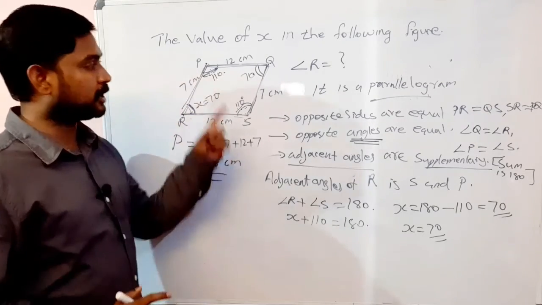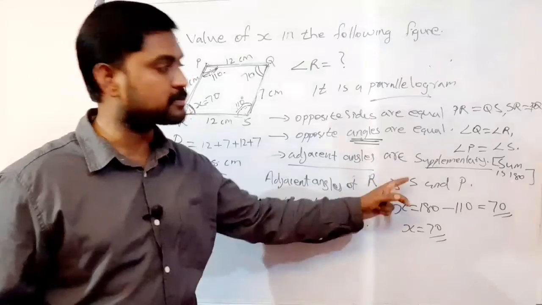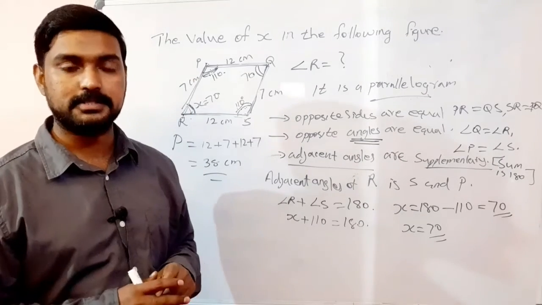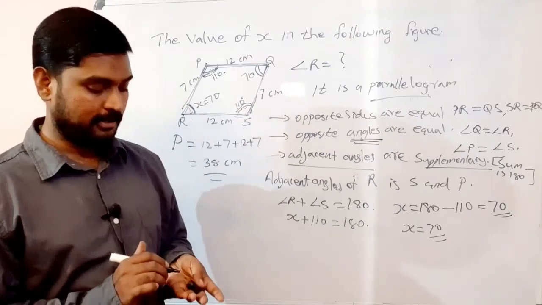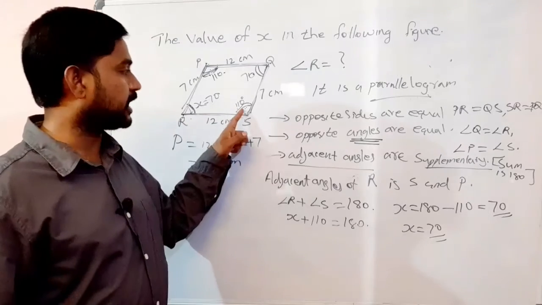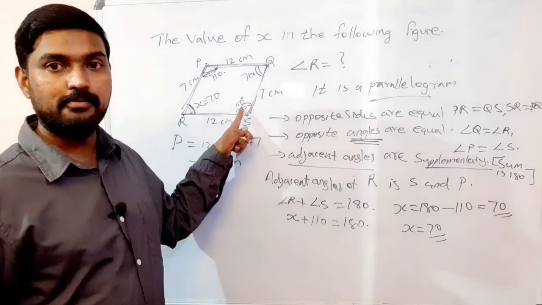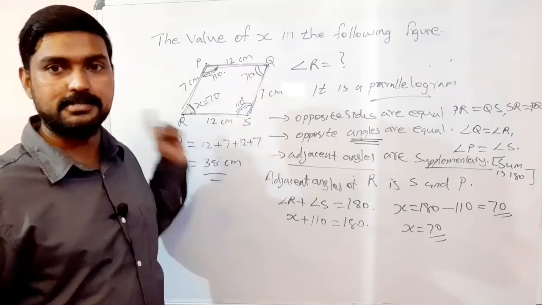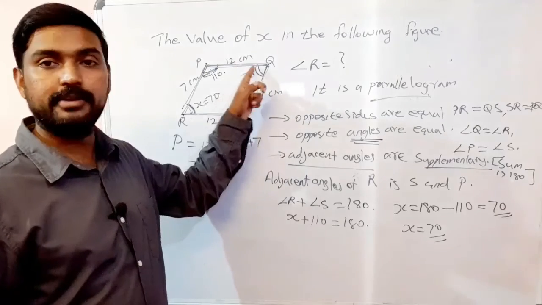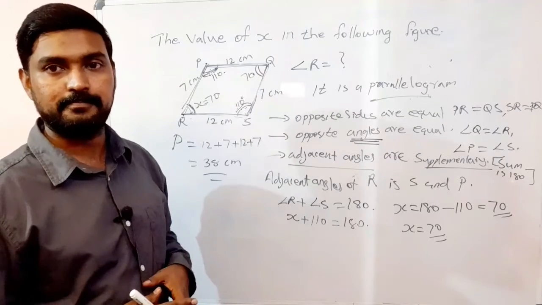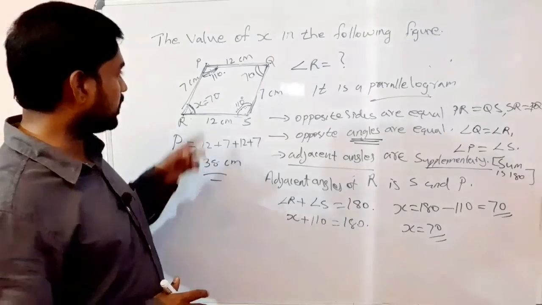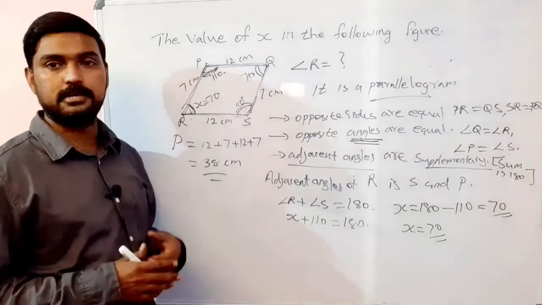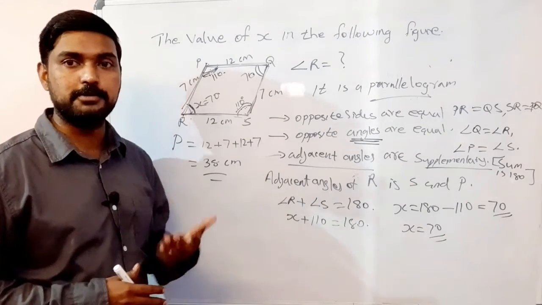So based on the parallelogram, we can expect all these types of questions. What are the questions we studied? One of the angles will be given, so we can find all the angles. Two sides will be given, we can find all other sides. And if the perimeter is given, we can find the sides also. That you have to check and you have to practice.